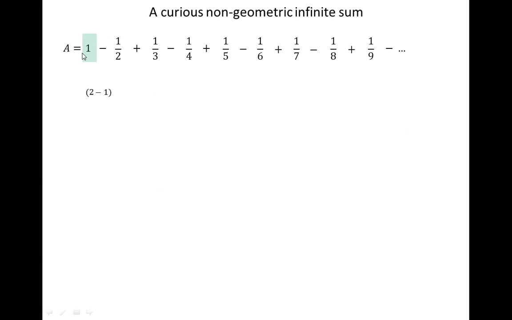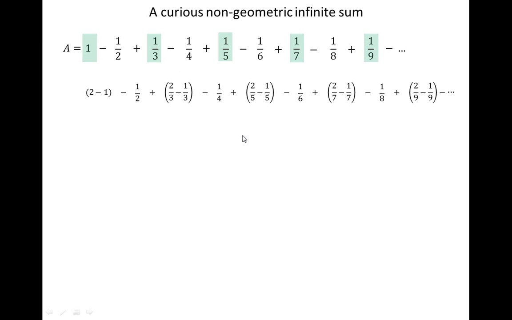So the first term, 1, I'm going to write as 2 minus 1. That hasn't changed anything. The minus a half, the second term, let's leave that as it is, but the plus 1/3, let's write that instead as 2/3 minus a third. That hasn't changed, that's still a third. Minus a quarter for the next, plus 1 over 5, let's write that as 2 over 5 minus 1 over 5, so we've still, in the bracket there, got a fifth. And the idea is to do that all the way along. And that would be the same summation.